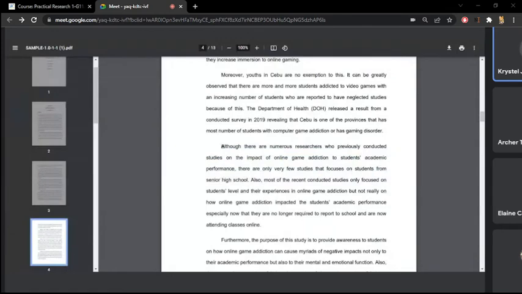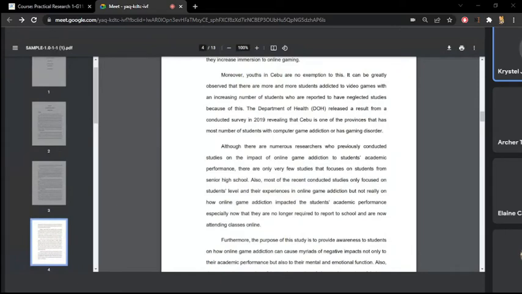As you can see, you mentioned that yes, there are so many studies already conducted about online game addiction, but they were not able to focus on something specific. There are very limited studies that focus only on senior high school. Also, most of the recently conducted studies only focused on students' level and their experiences in online game addiction, but not really on how online game addiction impacted students' academic performance.